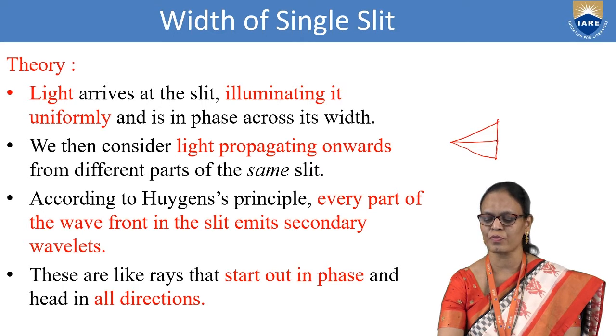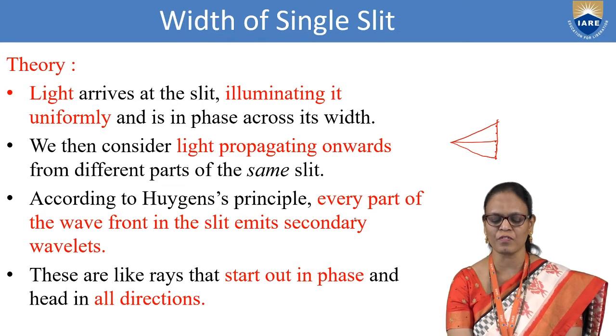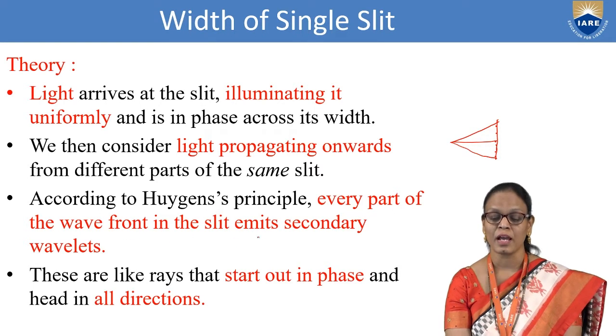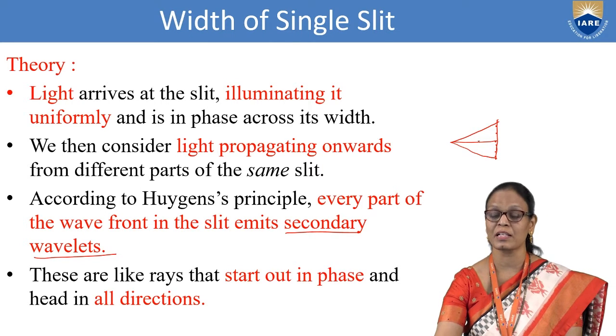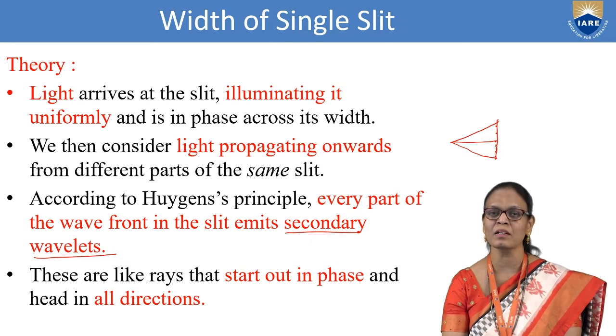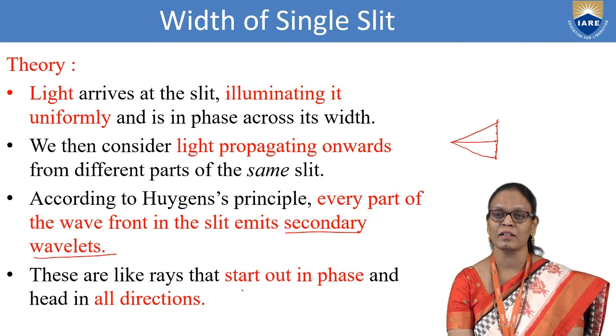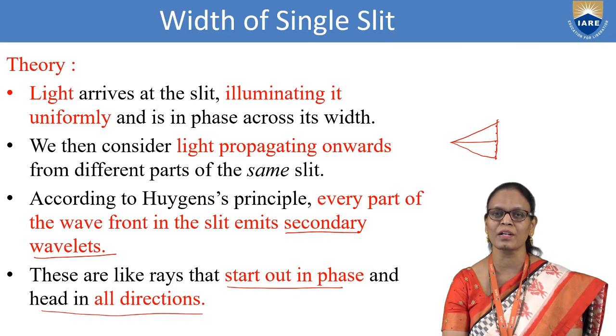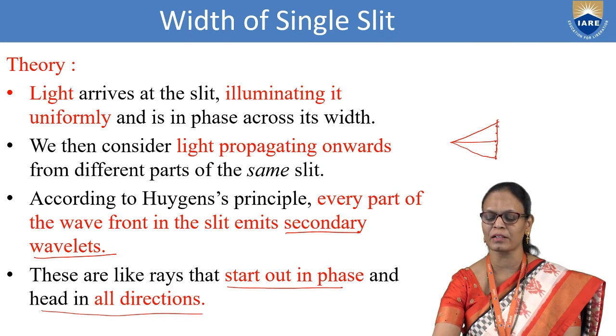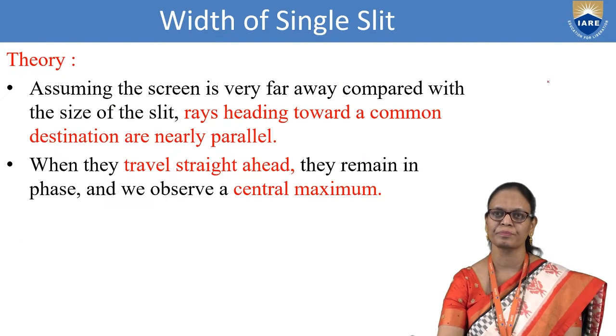But afterwards, each point on the slit will act as a secondary source. According to Huygens principle, every point on the wavefront in the slit emits secondary wavelets. So each point is acting as a secondary source and emitting secondary wavelets, and they are like rays. They start out in phase and they spread in all directions. Because of the diffraction that happens at the slit, they bend around the corners and move in different directions.